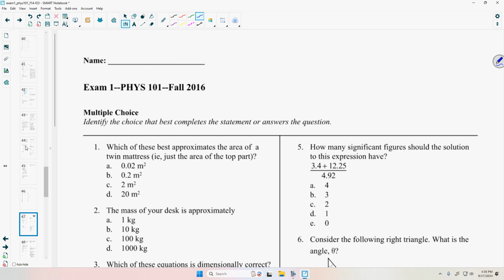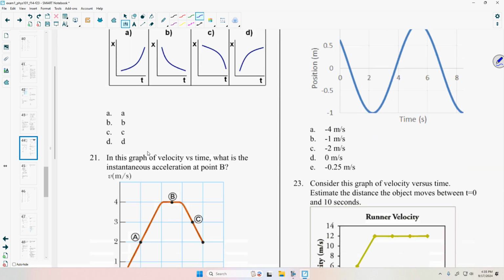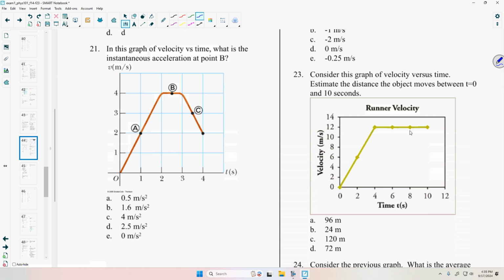This one? The runner velocity? You want to know how far this runner moves between 0 and 10 seconds? So you find the area under the graph to find distance from a v versus t. Let's do this box right here first. It has a height of 12, so the area is 12 times 6, which is 72.